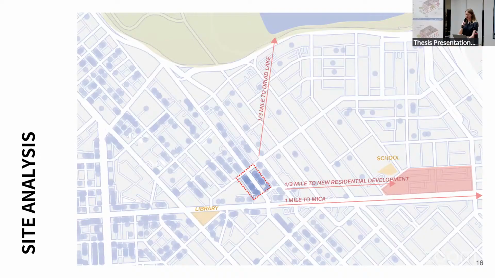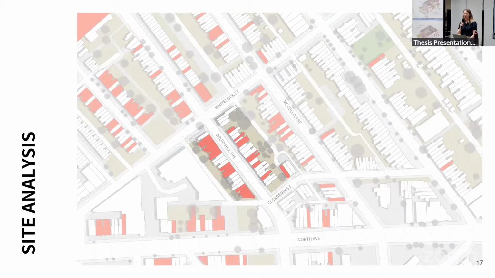Looking more closely at the site, it's also close to new residential development within Reservoir Hill neighborhood. It's also close to Druid Lake, a library, and close by to MICA, so there are many students in the area. The site specifically sits on either side of Druid Hill Avenue.